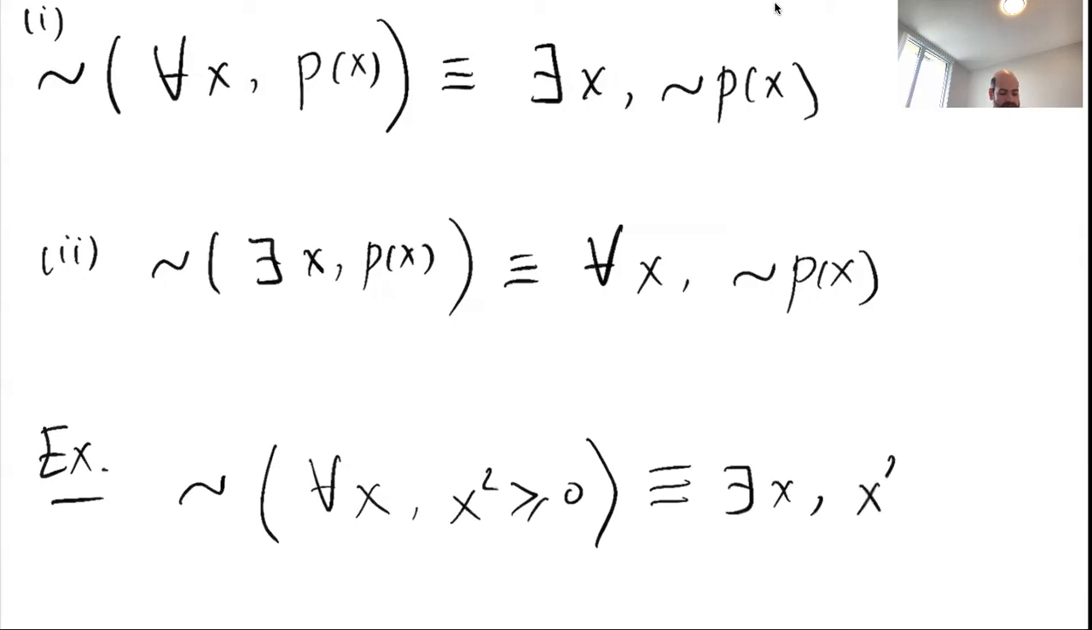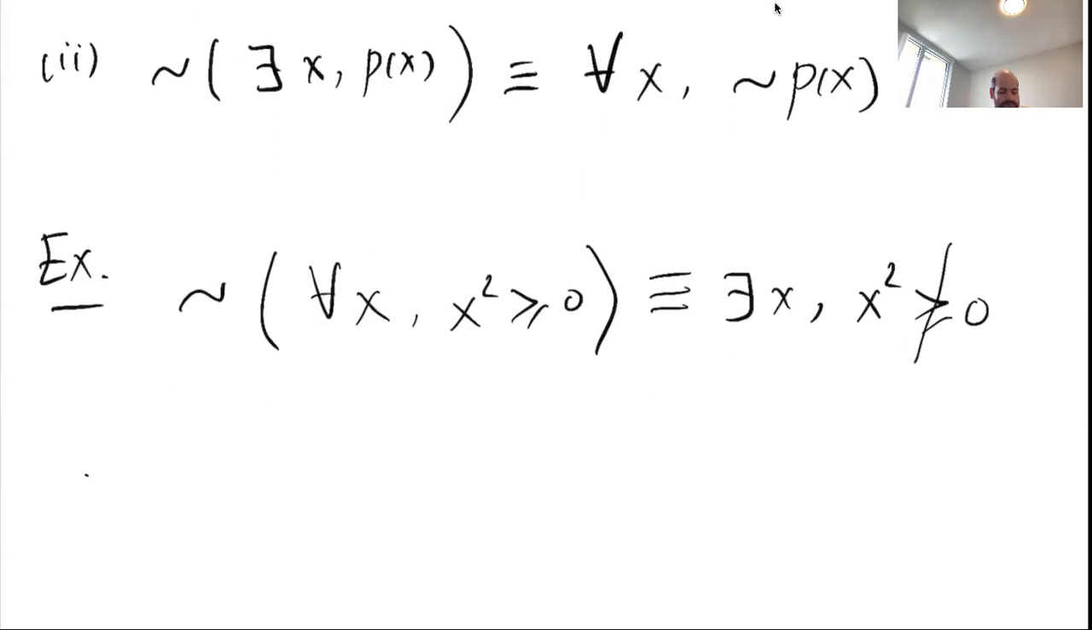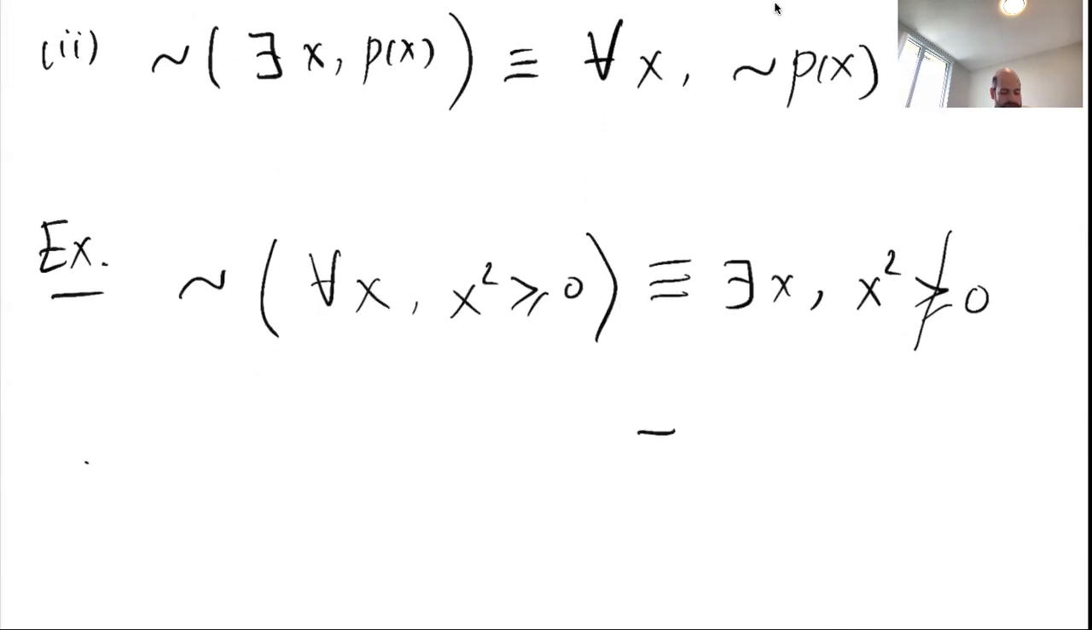Negation P of X means X squared not bigger than or equal to 0. P of X says X squared bigger than or equal to 0, so negation P of X would be X squared not bigger than or equal to 0. Which is the same as saying that there exists X with X squared less than 0. Right? Not bigger than or equal to 0 means less than 0. It's a very simple mathematical fact.